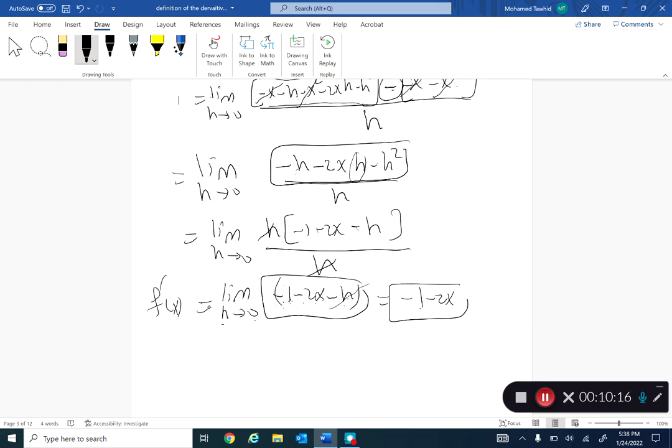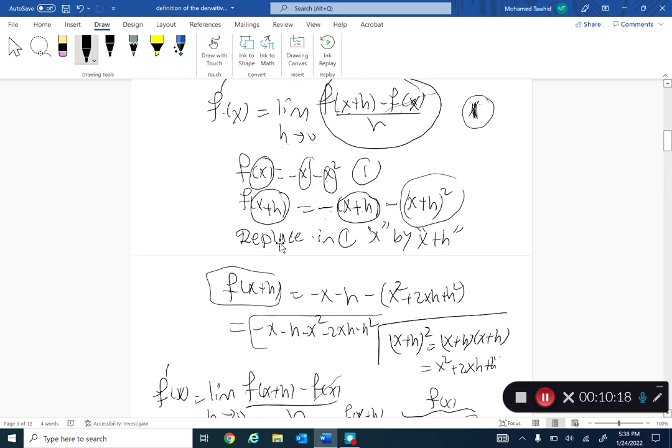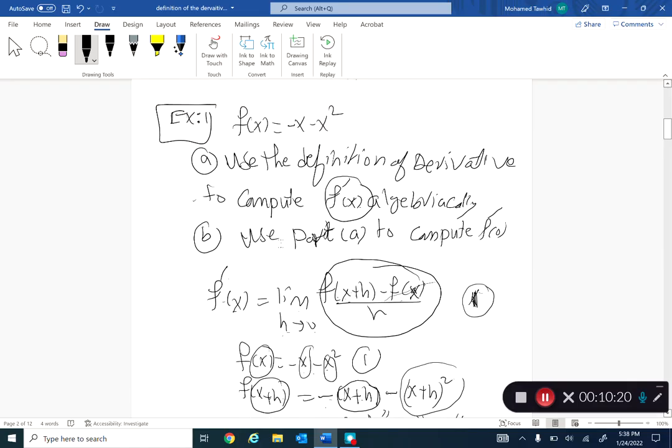All right. So if I go back here, what does it tell you? Use the definition of the derivative to compute f prime of x algebraically. That's what we did. We simplify as much as we can, and at the end, you take h close to 0. So what is part B? Use part A to compute f prime of 0.